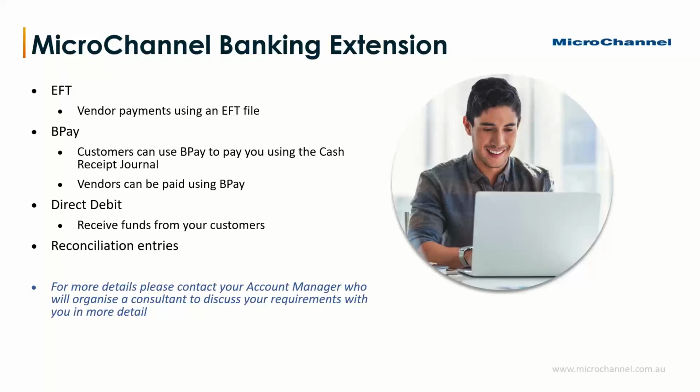What you'll do is use the cash receipt journal to create a suggested list of payments owed by your customers. Once you've gone through that, you'll then create a file and upload that to the bank. Then the bank will take the money from your customers' accounts and put it into your account. So that's the direct debit feature. And the last one there is the reconciliation entries.